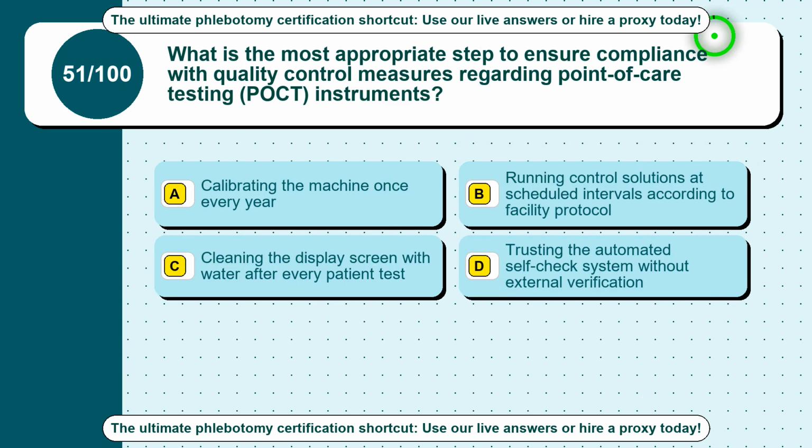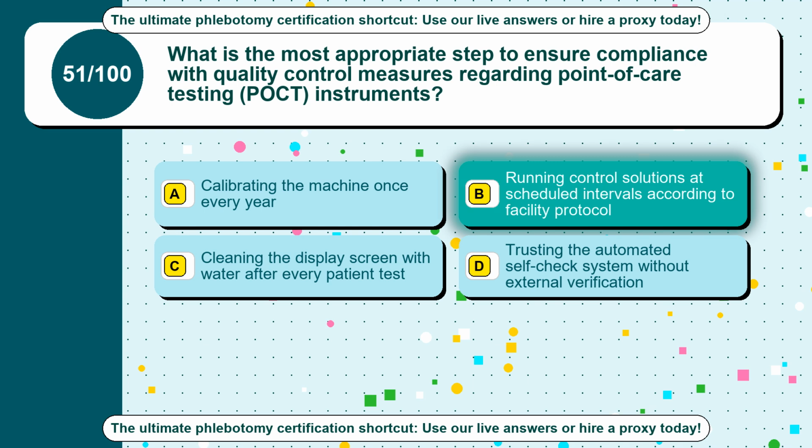Question 51. What is the most appropriate step to ensure compliance with quality control measures regarding point-of-care testing, POCT, instruments? Option A. Calibrating the machine once every year. Option B. Running control solutions at scheduled intervals according to facility protocol. Option C. Cleaning the display screen with water after every patient test. Option D. Trusting the automated self-check system without external verification.